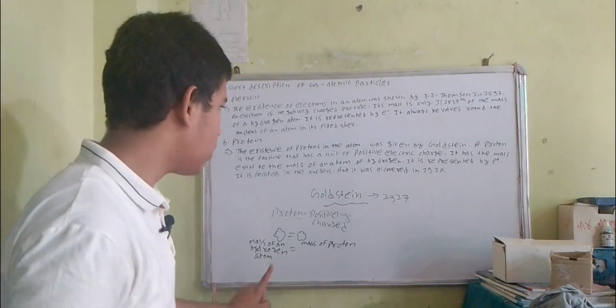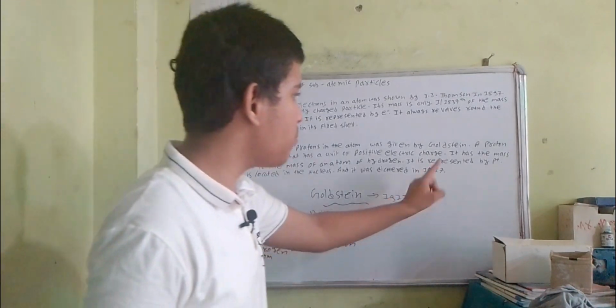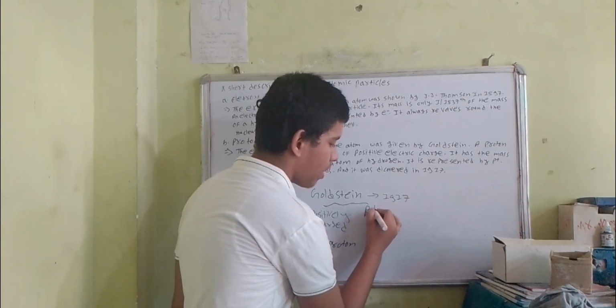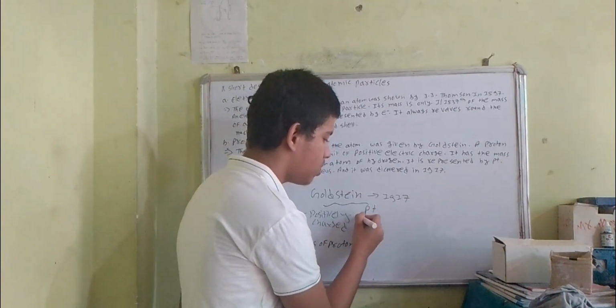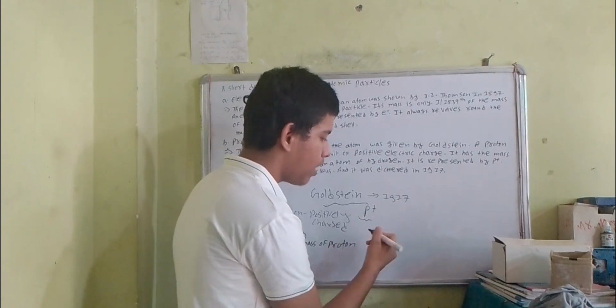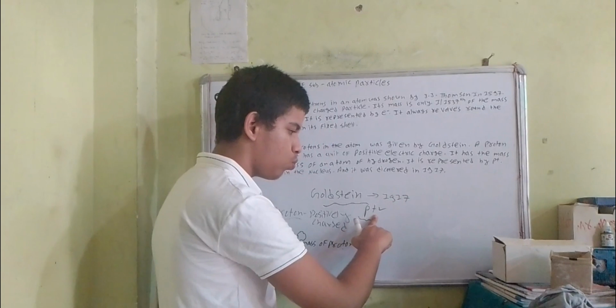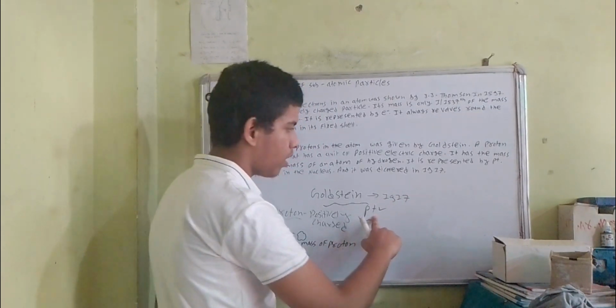Also remember this. It is represented by P plus. P to the power plus. P is the symbol for proton, and they have positive charge, so that is why its power is plus. I'm going to write it here.